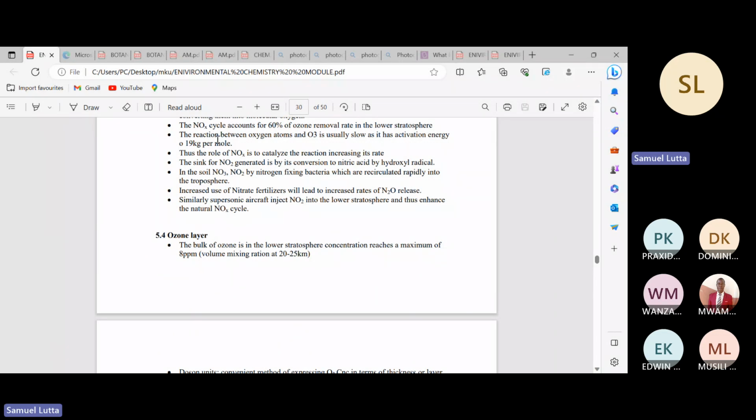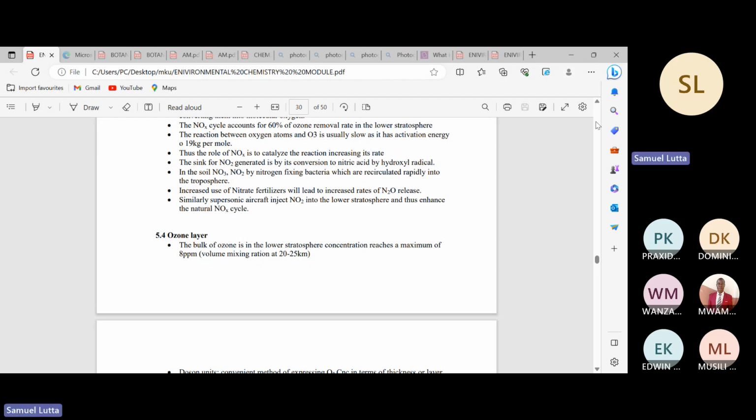So what we are saying is that when oxygen combines with ozone, the reaction is normally a slow reaction because it requires a lot of energy. And when you have NOx, it can catalyze this reaction by increasing the rate. So here we're talking about the sink. We've talked about the sink. This is something that will remove NO generated. And how do we remove it? So the sink for this, we said, is you can oxidize this by oxygen to form the NO2.